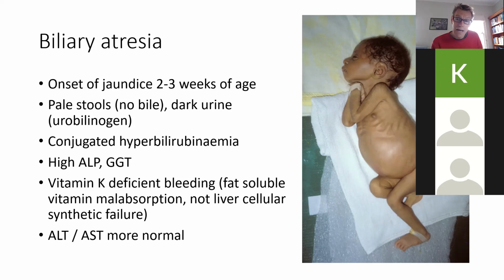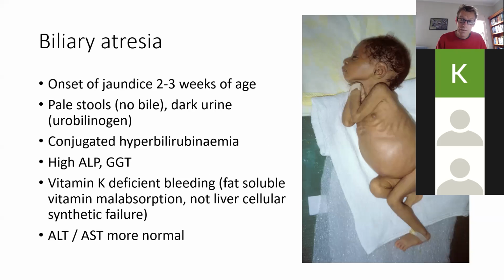That's different to other forms of liver disease in babies, where there's usually some bile pigment in the stools. And the urine is very dark because there's lots of urobilinogen in the urine, because it can't be excreted from the bile ducts. It builds up in the blood, circulates, and then gets excreted by the kidneys. There's a very high conjugated hyperbilirubinemia, and of course, because the liver bile ducts and the canaliculi are mostly affected, the alkaline phosphatase is high and the gamma GT is high.